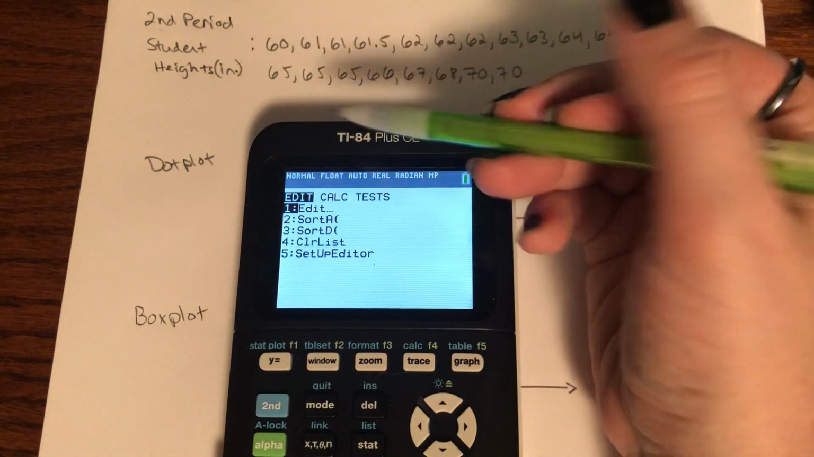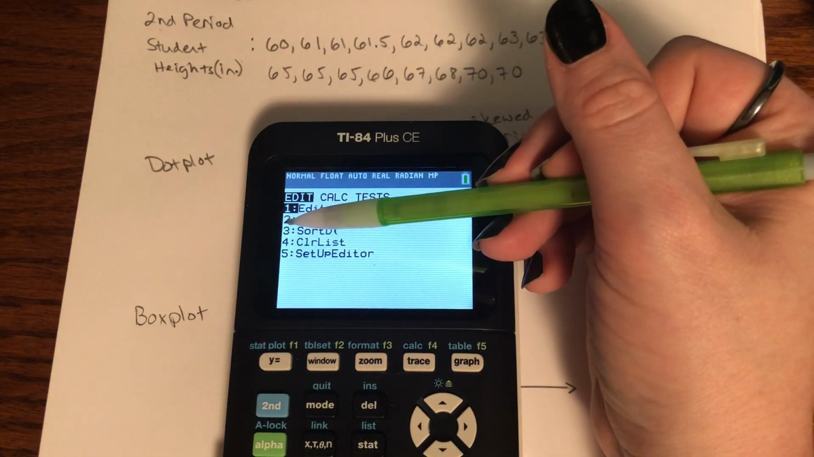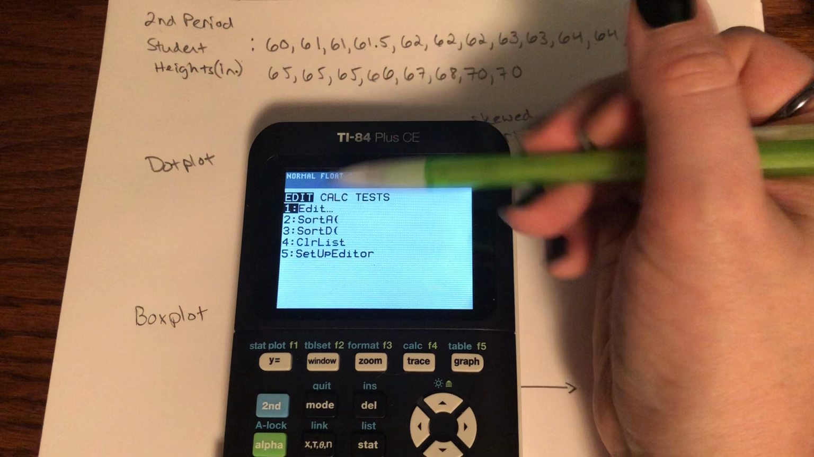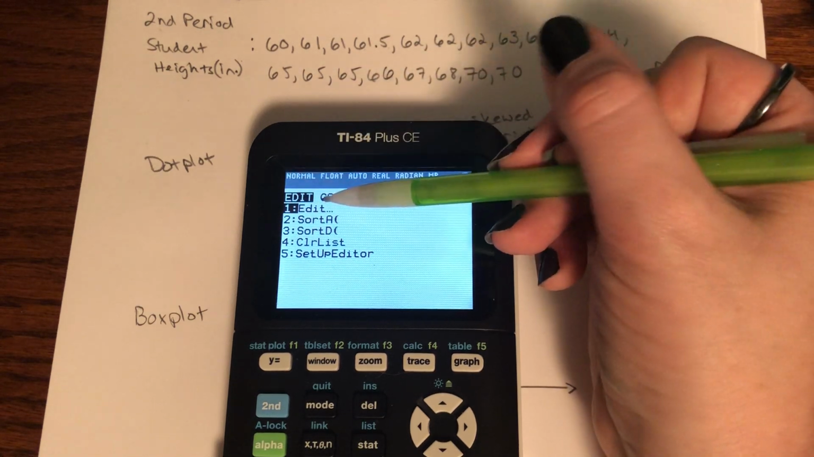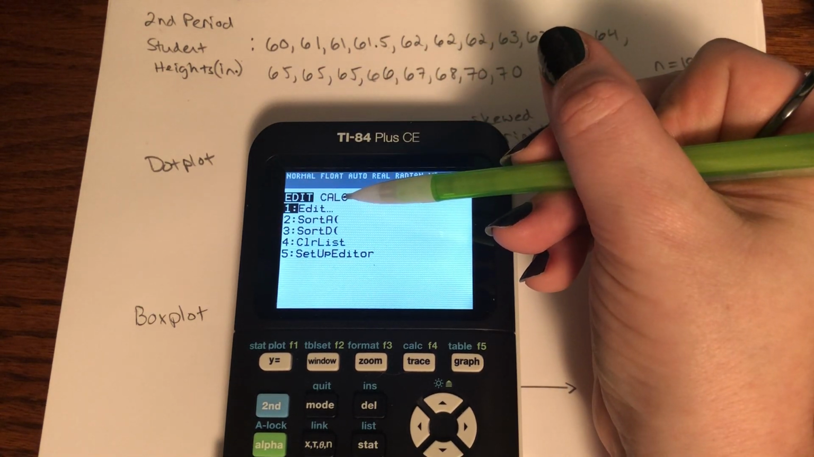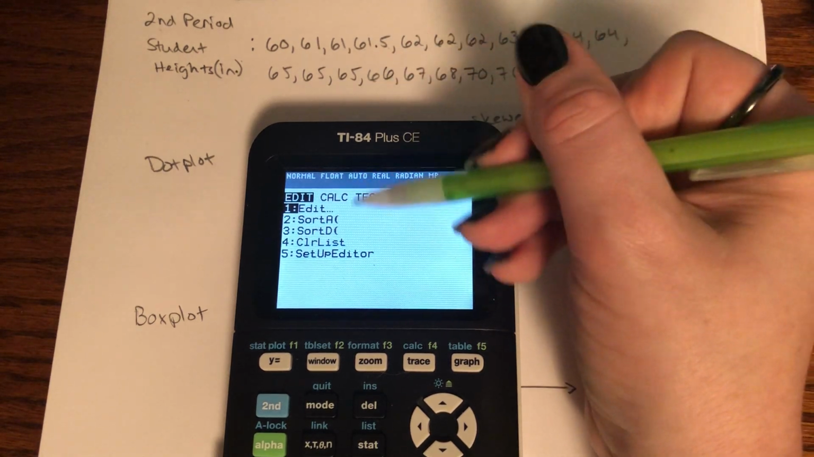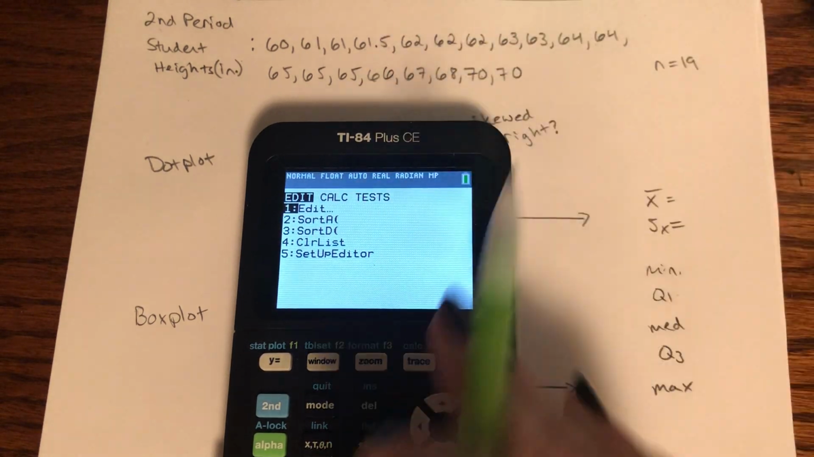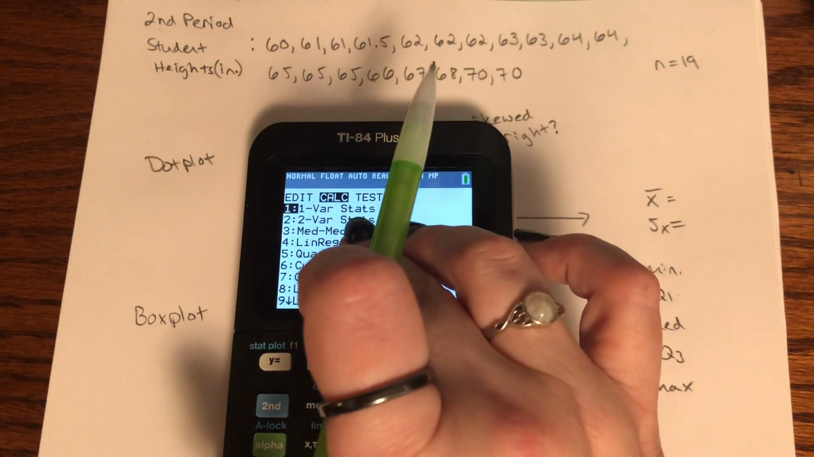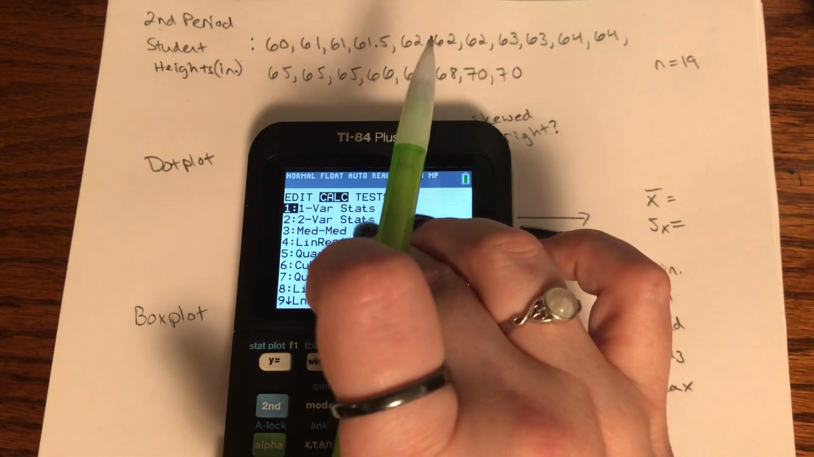So what I did is I entered my entire single quantitative variable data set into the first list in the calculator. Now I can either calculate with that list or I can do a test with that list. Tests are reserved for inference. Right now we're just exploring. So I'm going to go to Calculate, and I want to explore that single variable and all of its statistics.